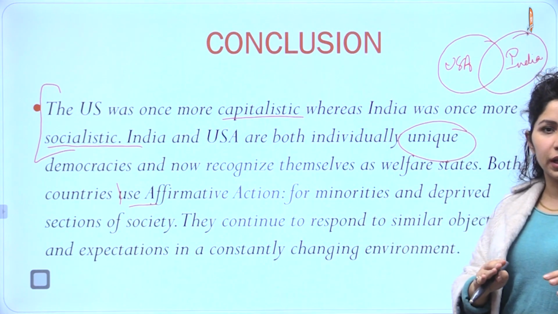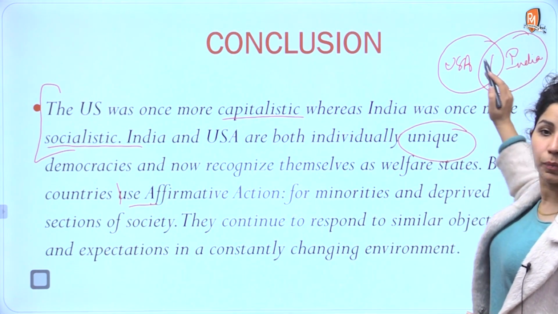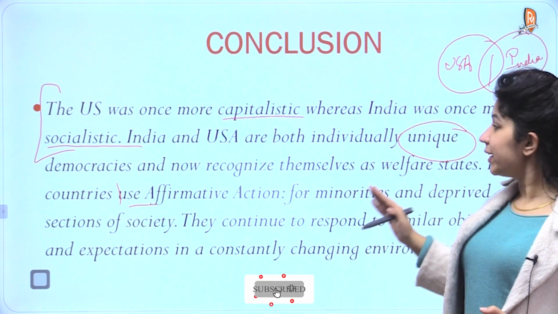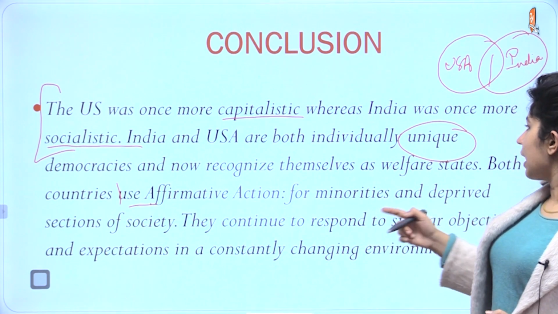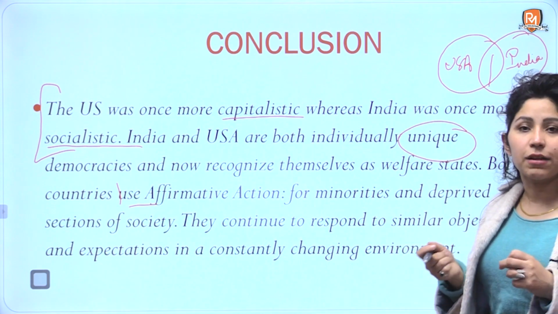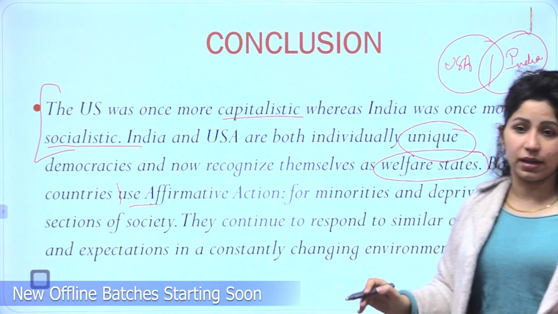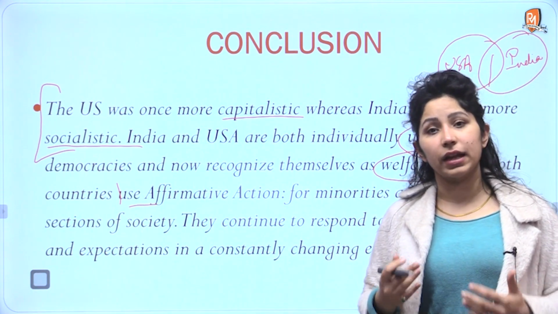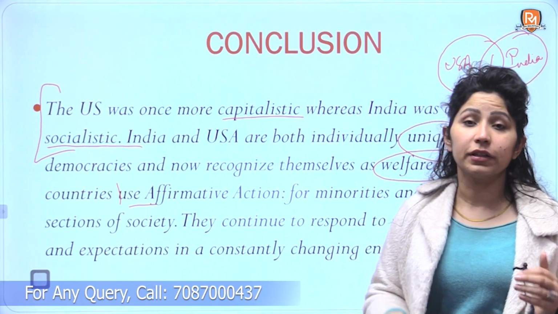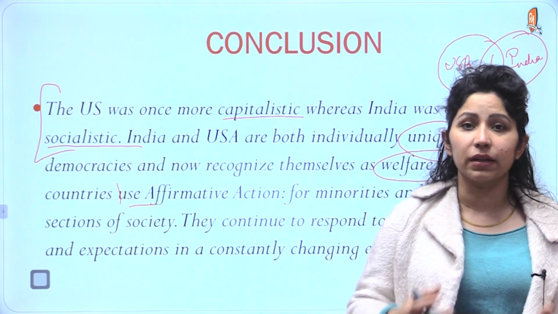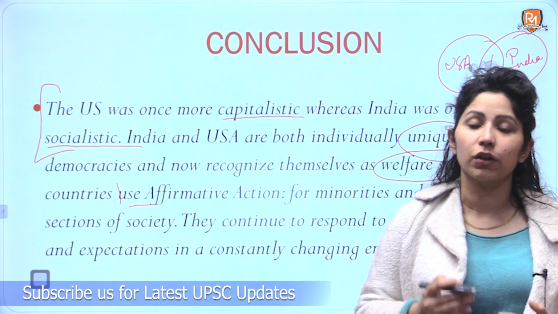Okay, they are very unique, and these are the common points that we discussed. India and USA are both individually unique democracies and now recognize themselves as welfare states. This is very important for a democracy. A democracy has to be a welfare state. If you have a written constitution in place, what is the constitution for? It is for the benefit of society, it is for the benefit of citizens.